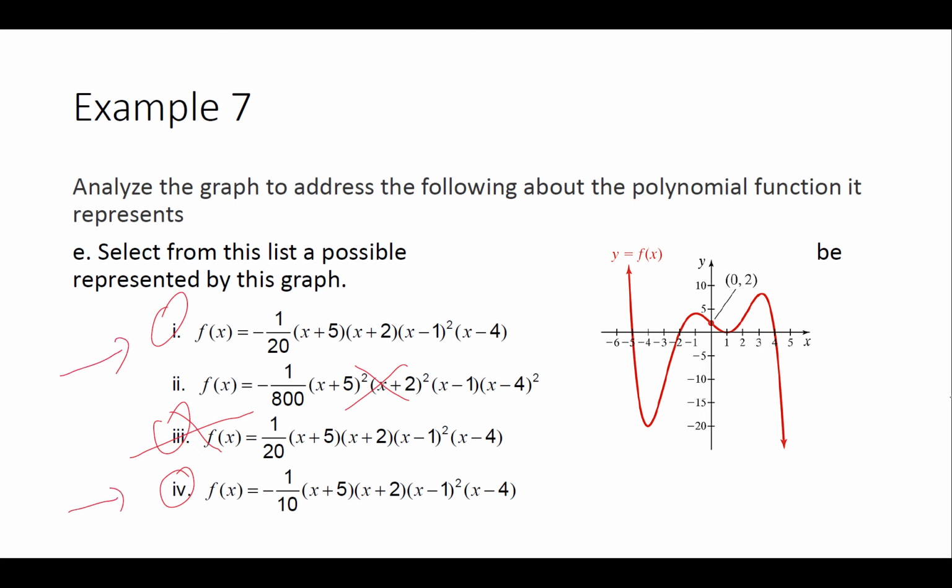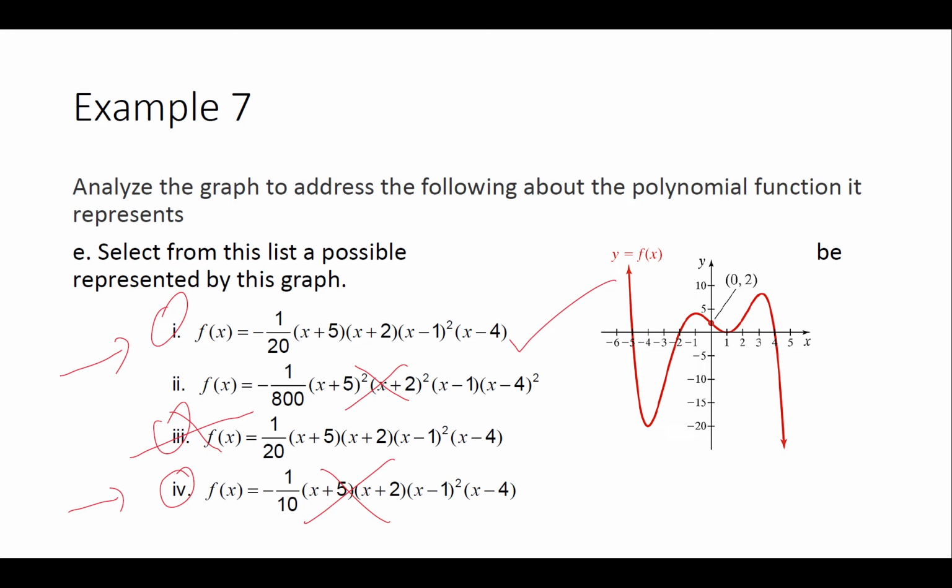Now you can find the y-intercept, which is 2. Just put x equal to 0 and see which one gives you the value 2. For example, if I put x equal to 0 here, that will be 5 times 2 times -4, which is -40, divided by 10, which is -4. So this is not the right one. If I put x equal to 0 here, it will give me 40 over 20, which is 2. That is -40 times negative, which is positive 40, divided by 20, which is 2. That's why this is the right answer.